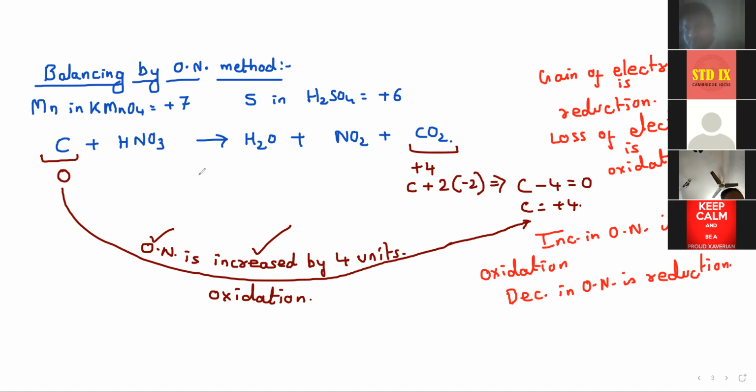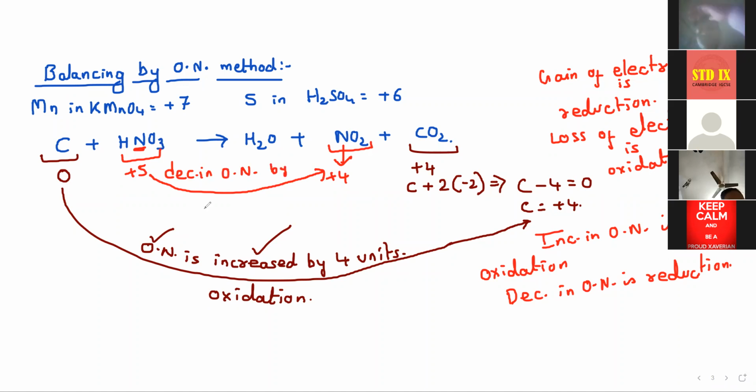Now let us come to the second case. For nitrogen in HNO3, the value will be plus 5. For nitrogen in NO2, the value will be plus 4. So there is a decrease in oxidation number by 1 unit. And I told you, decrease in oxidation number is reduction. Follow my arrows.